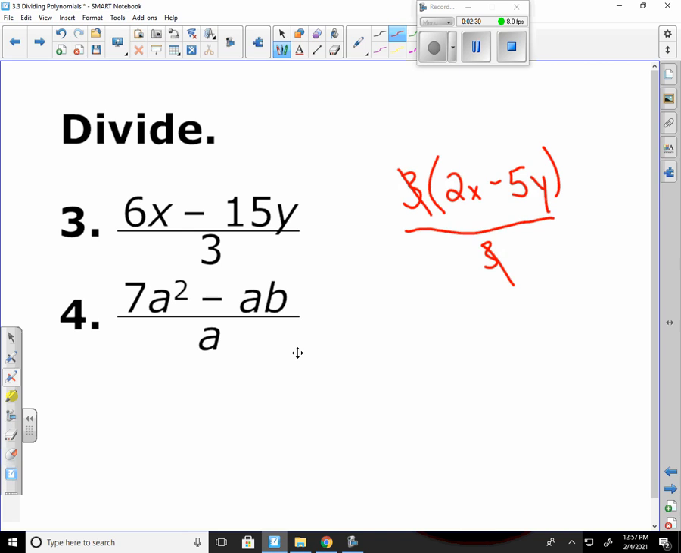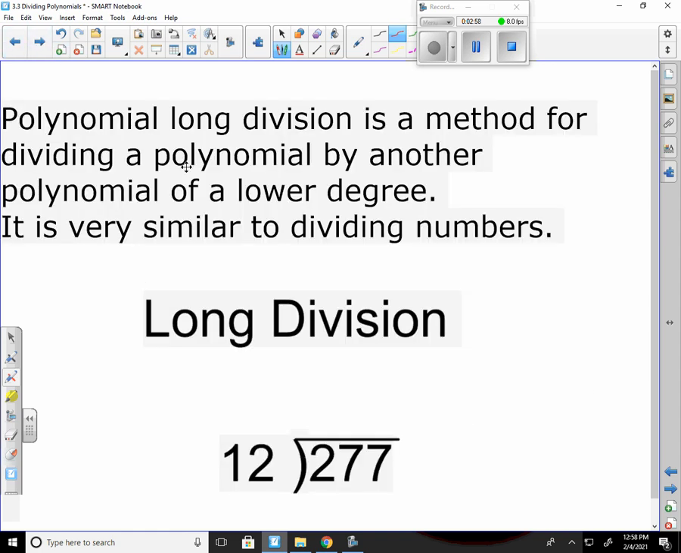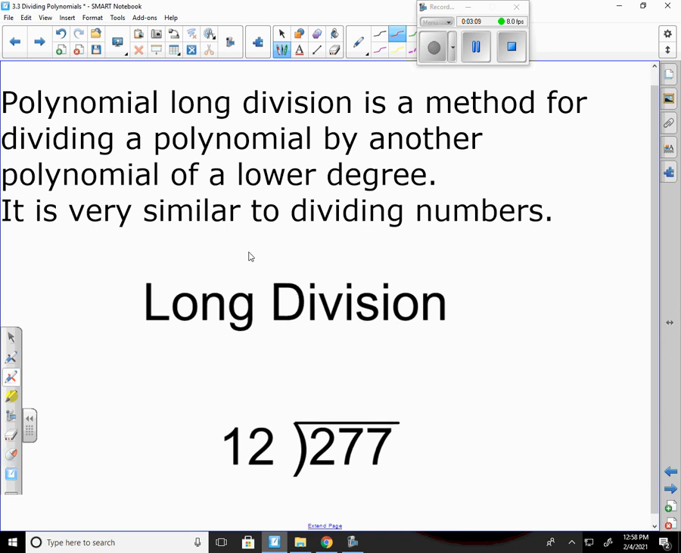Same thing for number 4. 7a squared minus ab. I'm going to factor an a out of the top, so I pull an a out in front. That's 7a minus b, all divided by a. I'm left with 7a minus b. We're going to see that when we start dividing polynomials, it's going to be very similar to that. Because polynomial long division is a method for dividing a polynomial by another polynomial of a lower degree. It's very similar to dividing numbers like we just did.